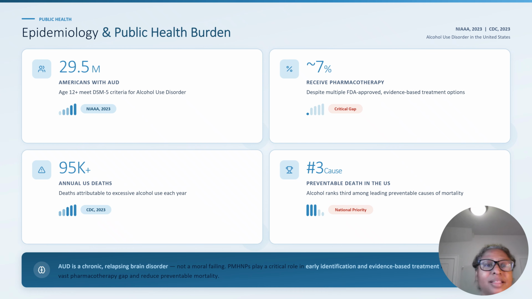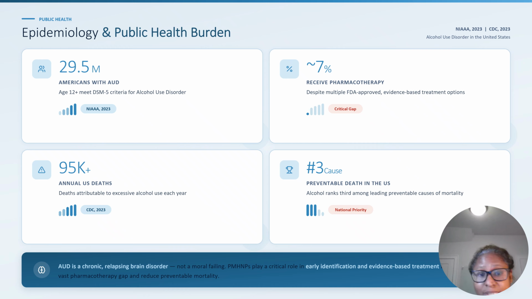So, this is the epidemiology and public health burden. 29.5 million Americans face alcohol use disorder, ages 12 and greater, that actually meet the DSM-5 criteria. About 7% receive pharmacotherapy, meaning drug therapy, to help treat this disorder. And annually, there are 95,000 deaths that the CDC has reported. It is the number 3 cause of preventable deaths in the US. So, preventable causes of mortality.